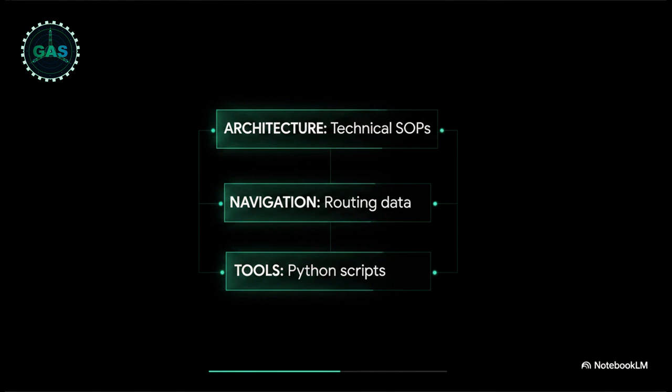Second is navigation, which simply routes the data around without doing any complex thinking. And finally, the tools layer. The key takeaway here is that reasoning stays in the navigation layer, but execution relies on strict, deterministic Python scripts in the tools layer. This ensures the job gets done perfectly every single time.